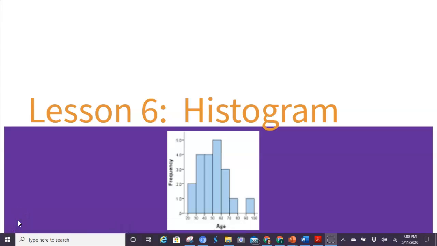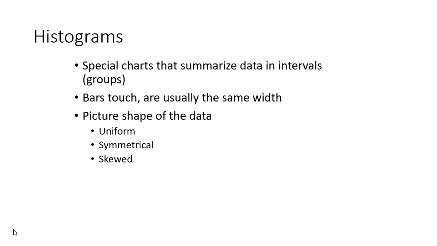Today in Lesson 6, we're going to look at histograms. Histograms are sort of a cousin to bar charts. Histograms are charts that summarize our data in intervals or groups. The bars are touching, there's no space between the bars, and they're usually the same width.